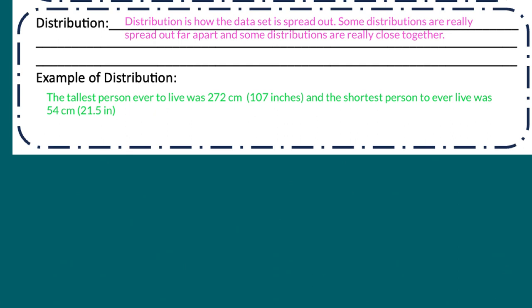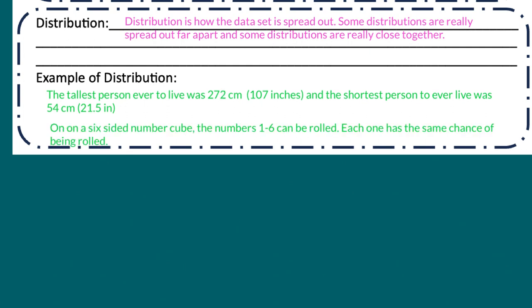My first example of distribution would be something like this. The tallest person to ever live was 202 centimeters, or 107 inches. And the shortest person to ever live, these are full-grown adults, was 54 centimeters or 21.5 inches. To put into perspective, there are babies that are born and they are over 21.5 inches. So that is pretty short. So this has a very wide distribution, almost 6 feet difference, or more than 6 feet difference actually. So this would be a very widespread, far apart distribution.